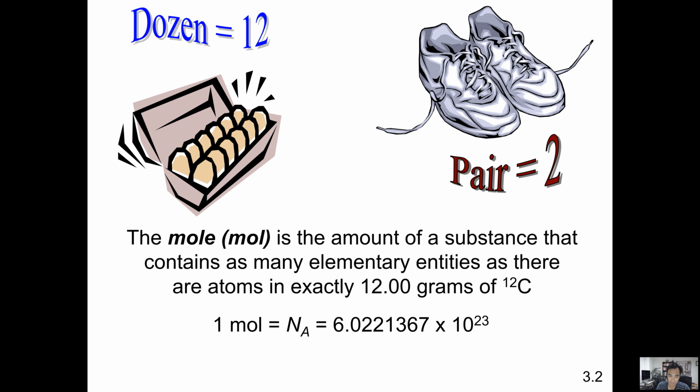So for example, 1 mole of sodium, Na, equals 6.02 times 10 to the 23rd.